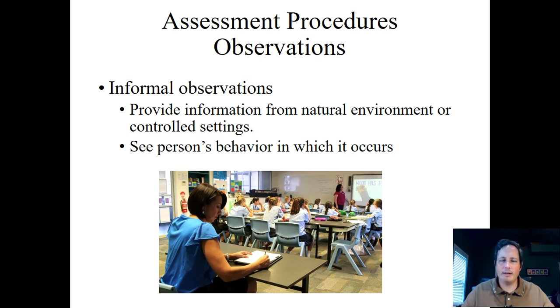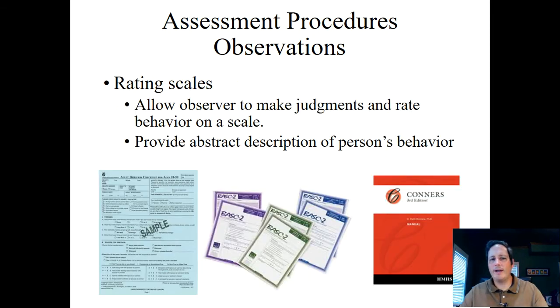So that's informal observations. Now, another type is the use of behavior rating scales, which ask an observer to make judgments and rate behaviors on a scale. It helps provide an abstract description of the person's behavior. What I've listed there are three very common behavior rating scales that are used a lot in childhood. The one on the left is called the ASEBA scales, the one in the middle is called the BASC, and the one on the right is the Conners.